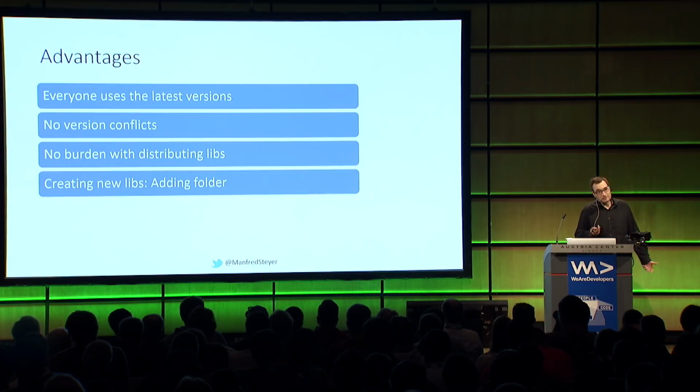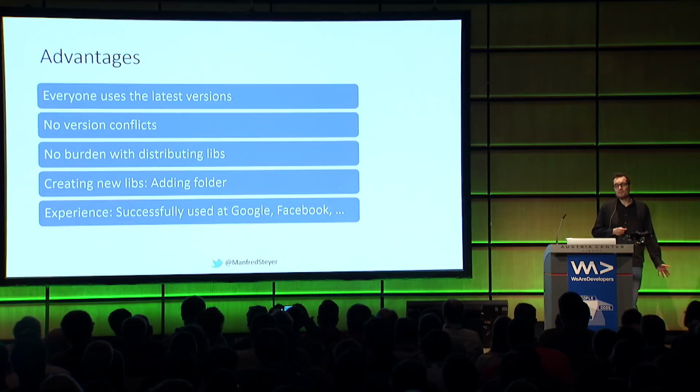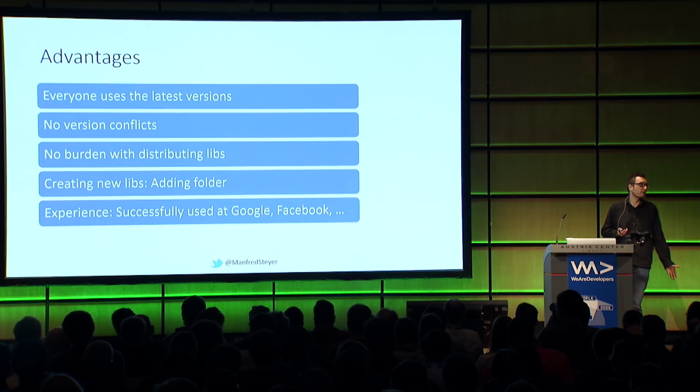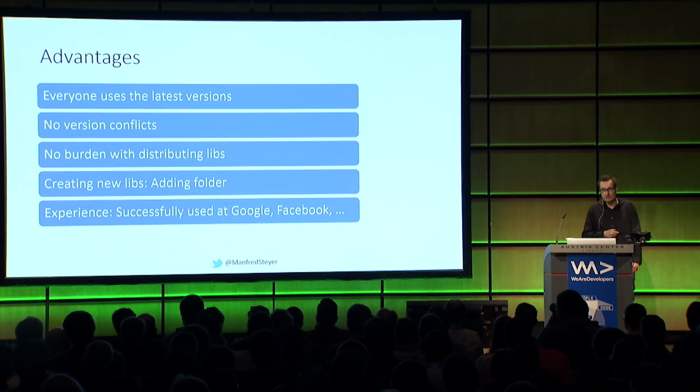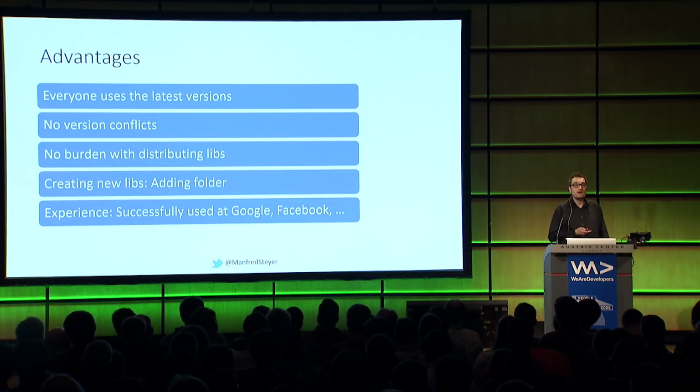Creating new libraries is very easy. It's just a matter of adding a new folder. And there is a lot of experience with this monorepo structure out there. For instance, at Google or Facebook, they are using this approach very heavily.